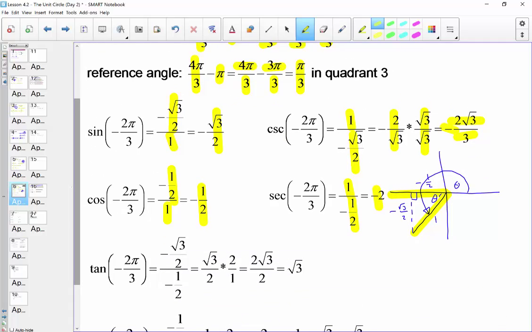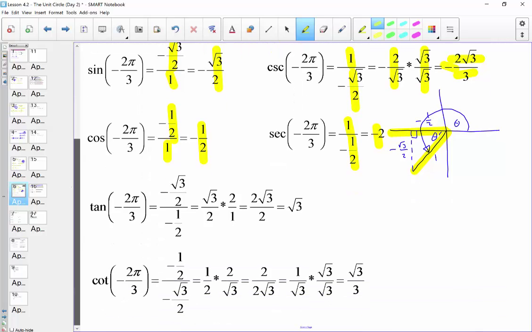Next, we have the tangent of negative 2 pi over 3 equals the opposite side, negative square root of 3 over 2, over the adjacent side, negative 1/2. The negatives cancel, and we're left with a positive square root of 3 over 2 times the inverse of the denominator, 2 over 1, and we get 2 times the square root of 3 over 2. 2's cancel, we're left with the square root of 3.